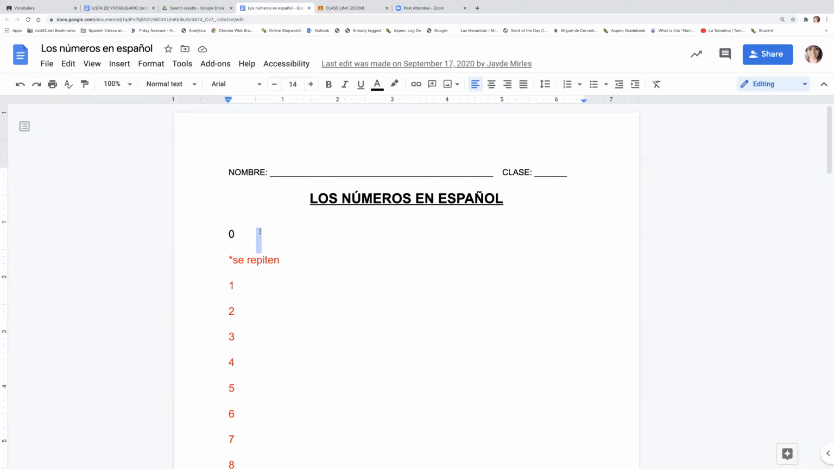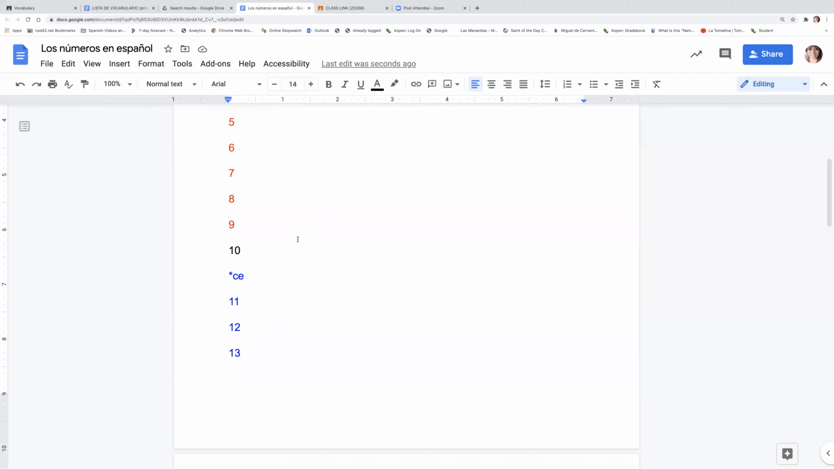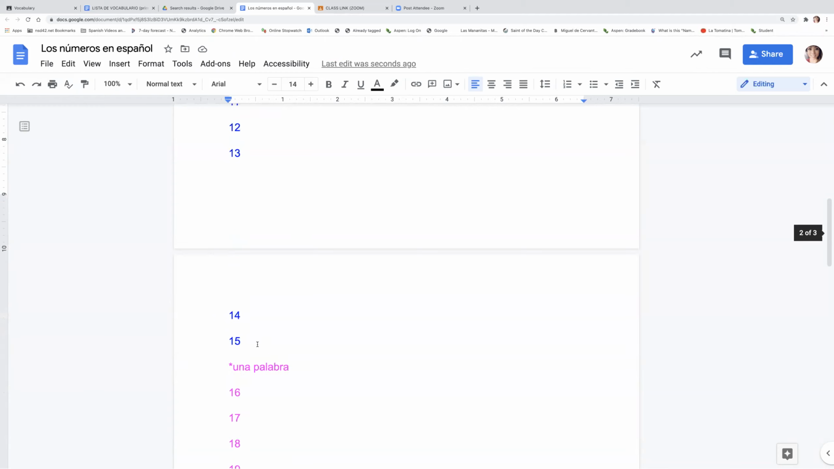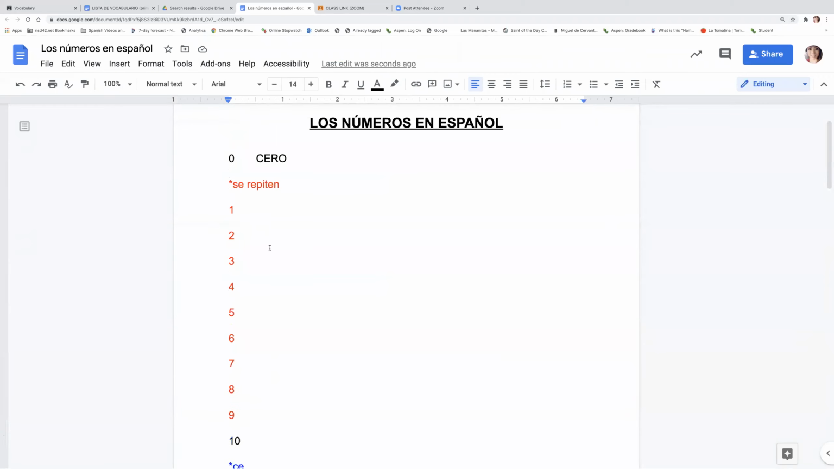So, the first número is 0, and it's spelled as cero. Now, the numbers cero all the way through to 15 are just numbers that you need to memorize. Okay, it's just rote memorization of, how do you say 1 in Spanish? How do you say 2? Etc., etc. So some of you might be familiar with some of these lower numbers.